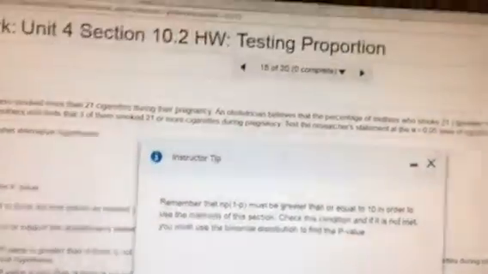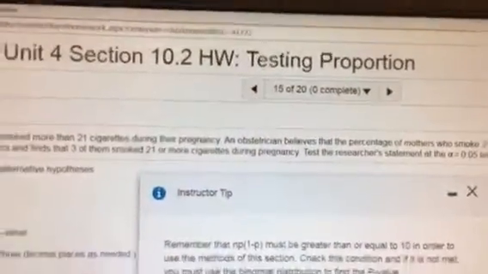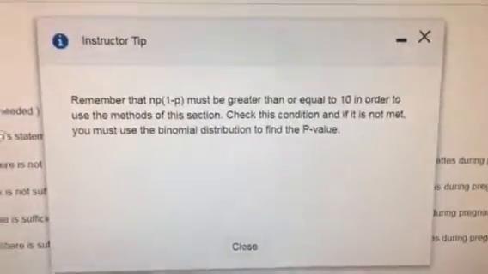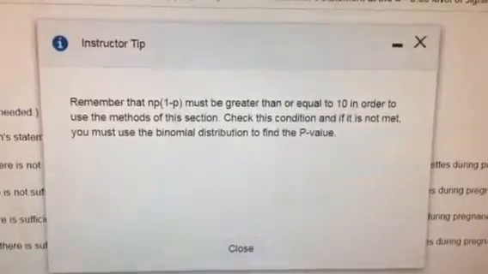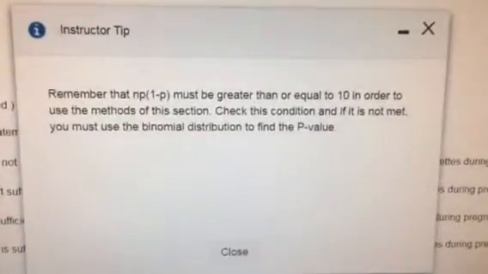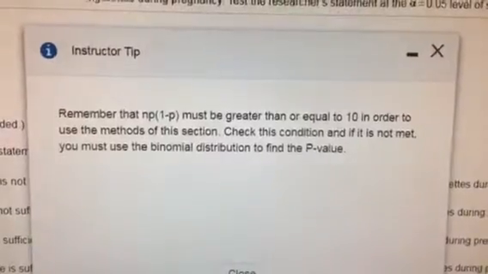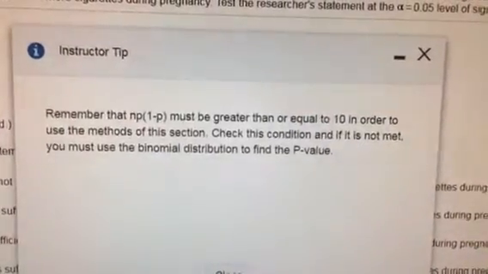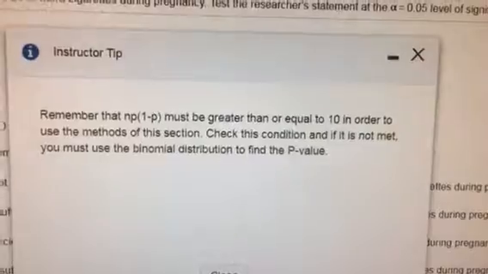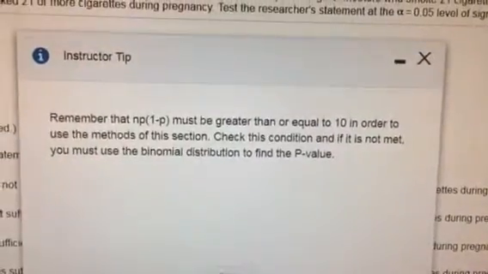This video is concerning problem number 15 in section 10.2. Notice when you open the problem there's an instructor tip. Always read those instructor tips. They're there to help you. Notice it tells you, remember that n times p times 1 minus p must be greater than or equal to 10. That's checking the variance.